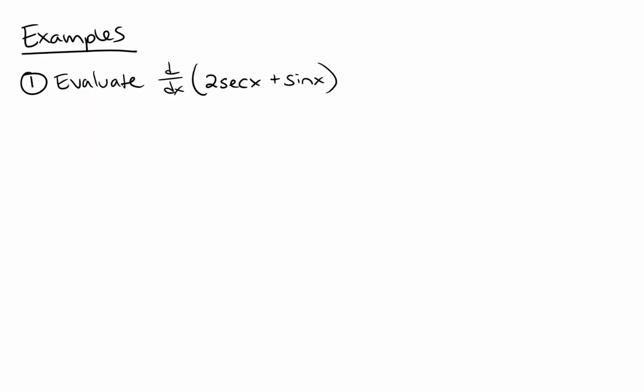Let's start with a basic example and evaluate the derivative of 2 secant of x plus sine of x. So we can use the constant multiple. The 2 stays in front. The derivative of secant of x is secant of x times tangent of x, plus the derivative of sine of x is cosine of x. And that's it. We're done.